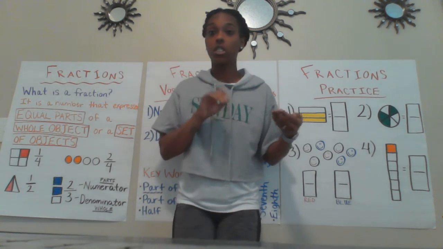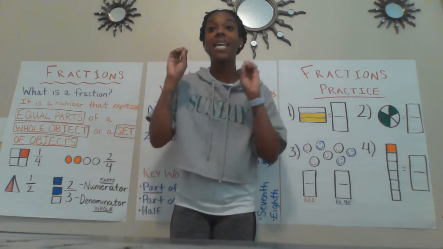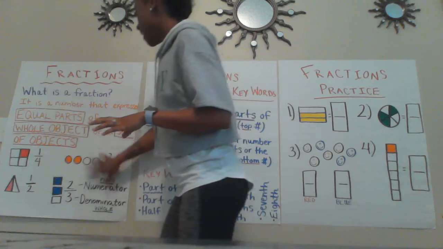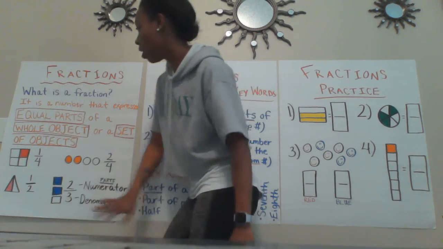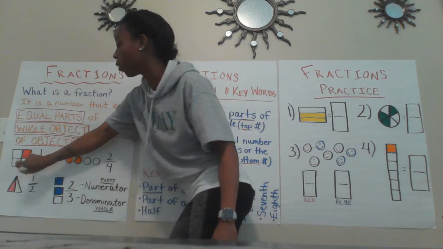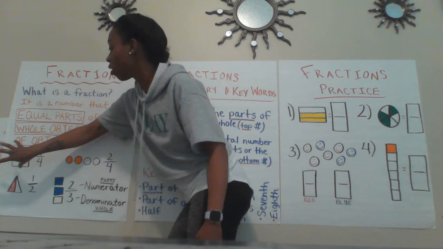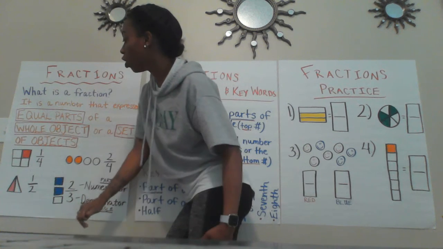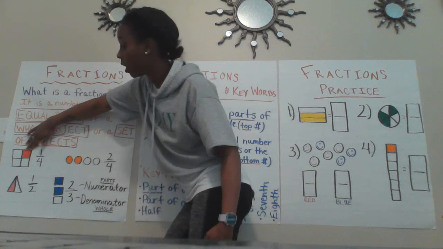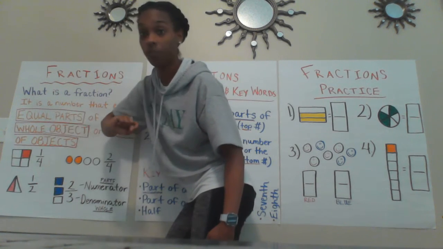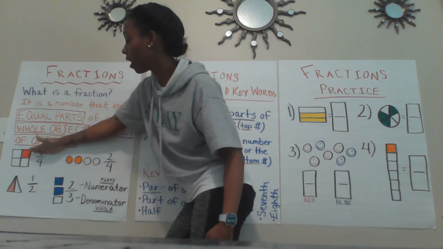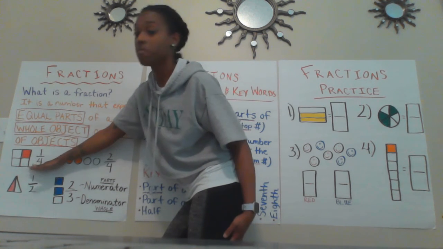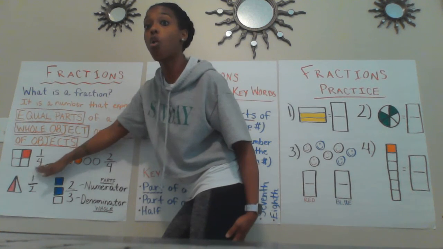Does that make any kind of sense? So all you're doing is counting the parts and counting the whole of either the object or the set of objects, okay? Right here, we just have some simple examples. For this square, you have 1, 2, 3, 4. It is a whole, so you have 4 parts that equal a whole object. If you were to shade in one piece of that, you have shaded in 1/4. Okay? On the top, you have your numerator. That is the parts that you are counting. On the bottom, you have your denominator. That is the whole number.